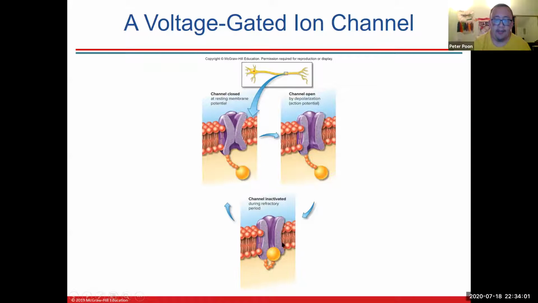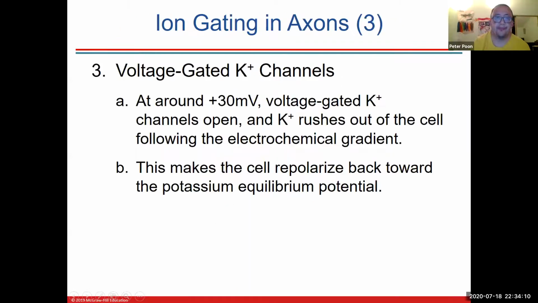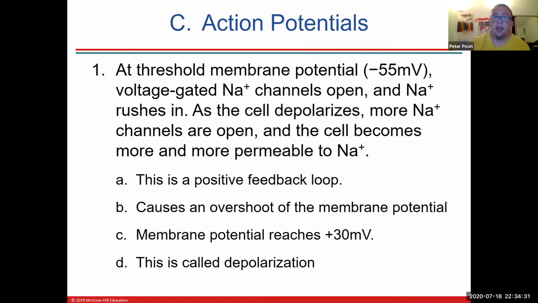This is a physical block, so there's nothing that can get through, and it doesn't matter what the voltage is. All right, at about 30 millivolts, the voltage gated potassium channels open, and now potassium goes the other way. Potassium rushes out of the cell, and that makes it all of a sudden very negative.